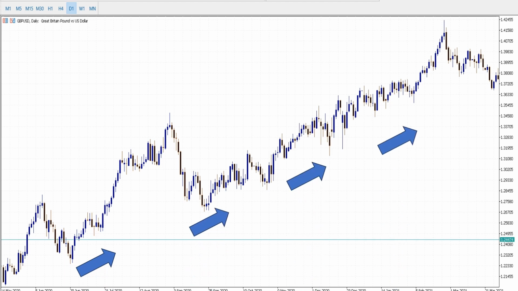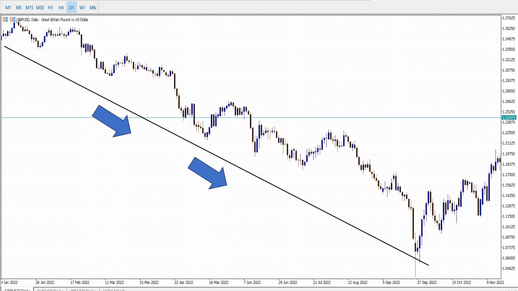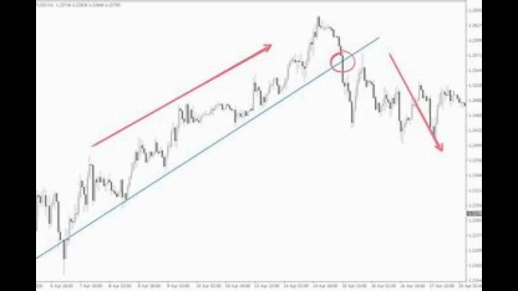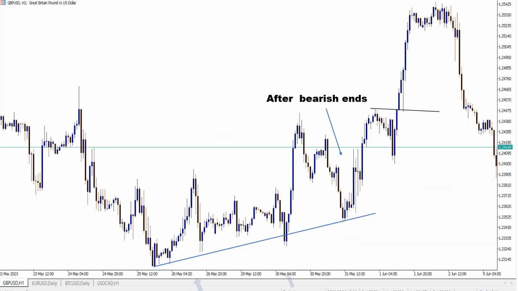It's important to note that trend lines are subjective and can vary depending on the trader's perspective and the time frame analyzed. Different traders may draw trend lines slightly differently based on their interpretation of price action. Therefore, it's crucial to practice and gain experience in drawing trend lines and using them in conjunction with other technical analysis tools to make well-informed trading decisions in the Forex market.